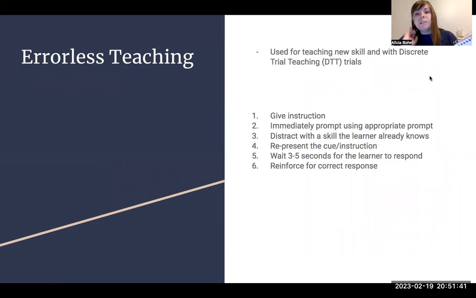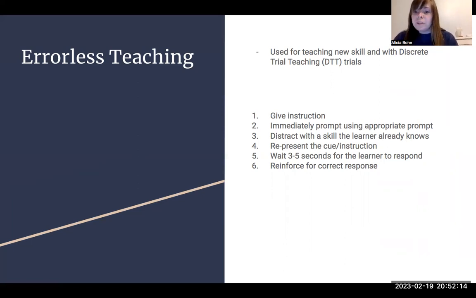Errorless teaching is used for teaching new skills and with discrete trial teaching. There are steps actually broken down for this. First, you're going to give the instruction, that could be the verbal cue, like clap hands, and immediately prompt using the appropriate prompt. So you're immediately going to prompt after you say that. Using full physical, you prompt the learner, clap hands, and you guide them to clap their hands.